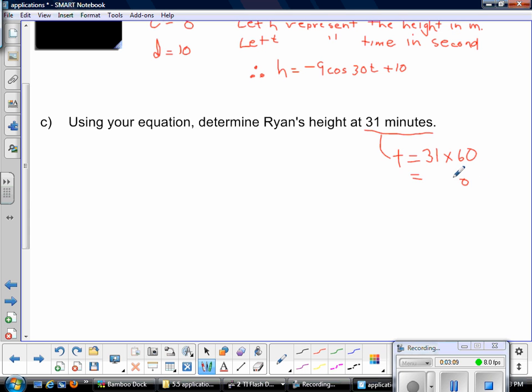So we end up with 1860. Okay, so now we're taking our formula that we created and substituting in that value. So we have height equals -9 cos 30, multiplied by 1860, plus 10. Now remember when we worked with this before, it's almost better to do this mathematical calculation first before you pull out your calculator.